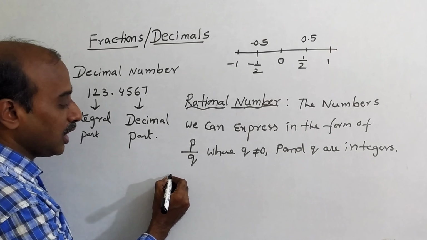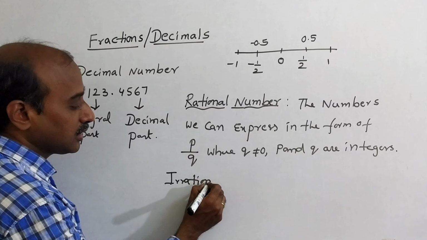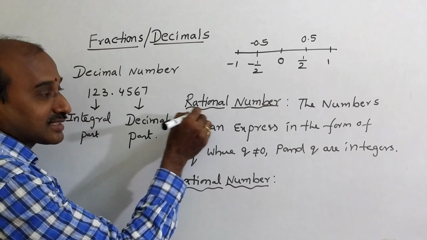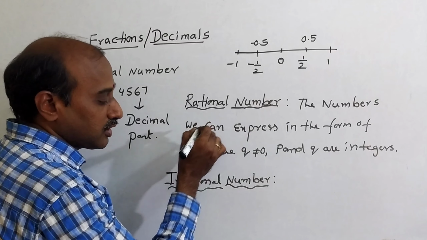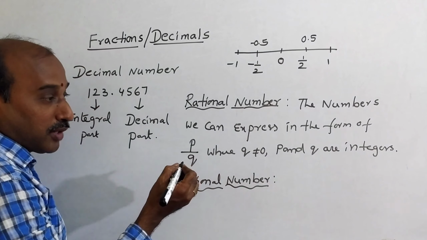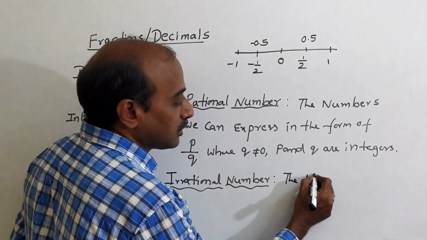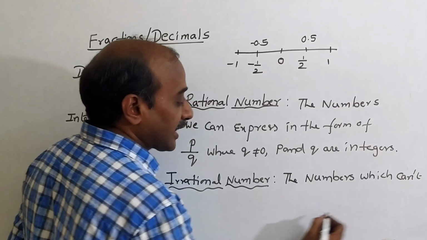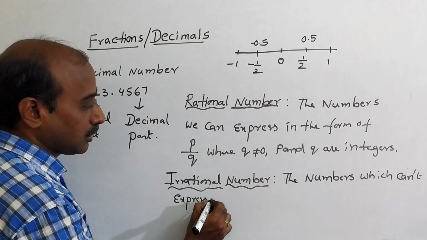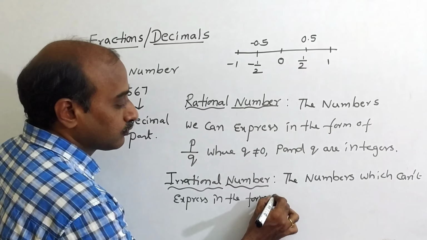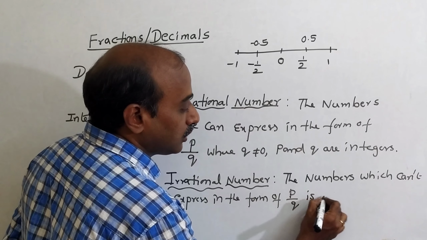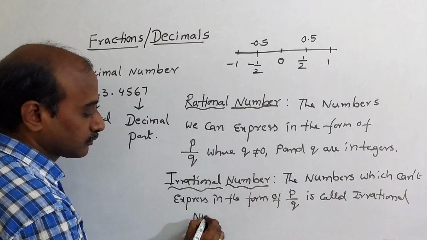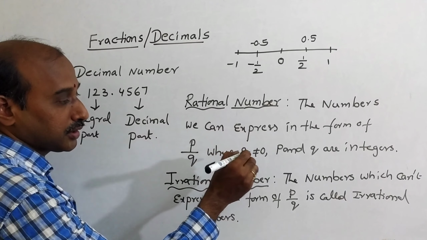Come to the irrational numbers. What are irrational numbers? The numbers which are not rational numbers are called irrational numbers. Otherwise, the numbers which cannot be expressed in the form of p/q are called irrational numbers, according to the condition q not equal to 0, p and q are integers.